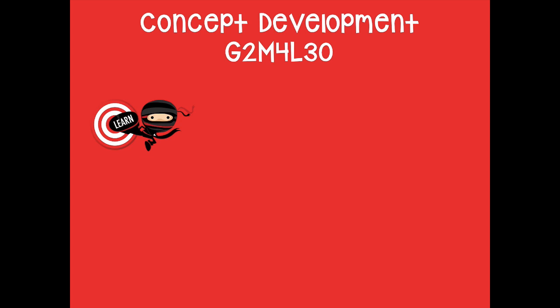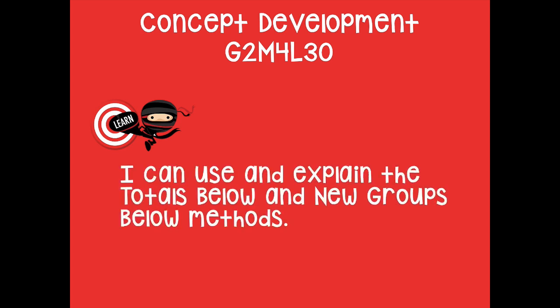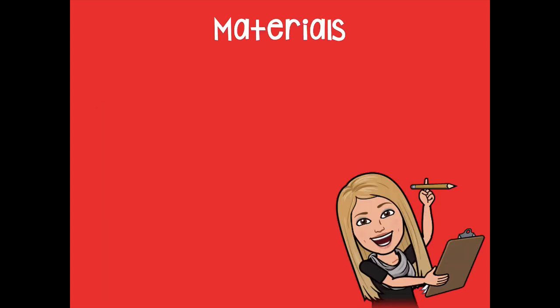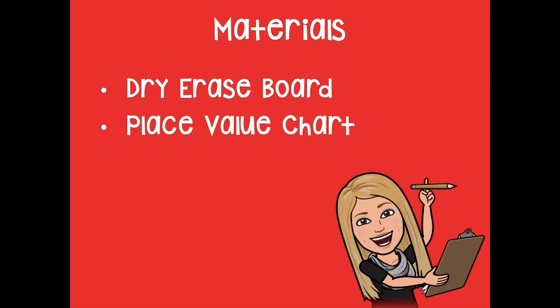For our lesson today, we're going to continue working with adding numbers with different strategies. So our learning goal for today says, I can use and explain the totals below and the new groups below method. So friends, remember the totals below is the new strategy that we just learned in our previous lesson, and the new groups below is just that vertical form or the standard algorithm. So the materials that you'll need for this lesson are just your dry erase board and your place value chart. So make sure you have those before we get started.